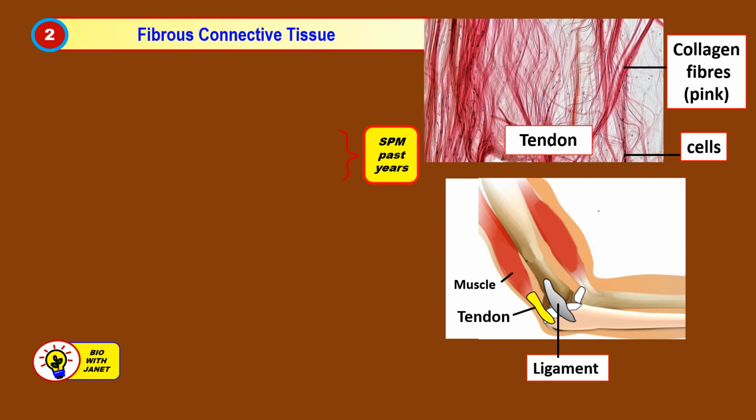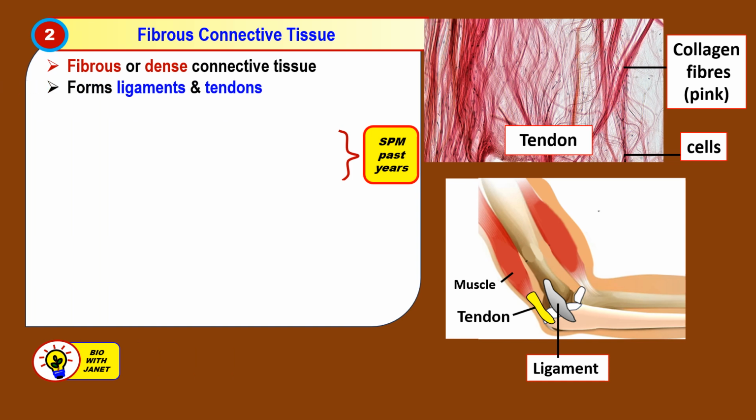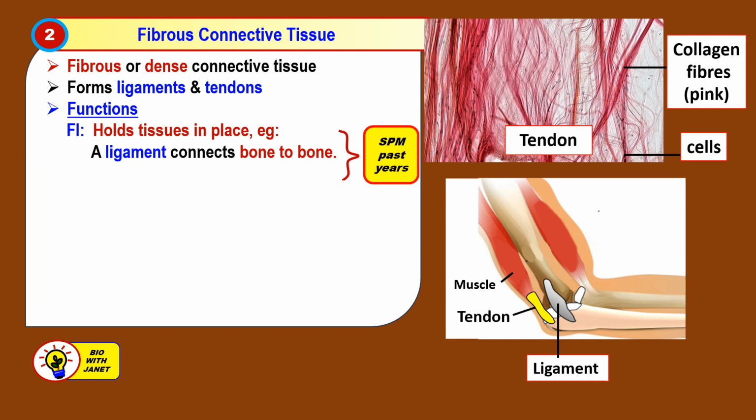There is fibrous connective tissue, or sometimes called dense connective tissue. So these form the ligaments and tendons. Now, what are the functions of fibrous connective tissue? They hold the tissues in place. Okay, for example, a ligament connects bone to bone, as we have mentioned just now. Okay, ligament connects bone to bone, as seen in this picture here. Whereas a tendon connects muscle to bone.